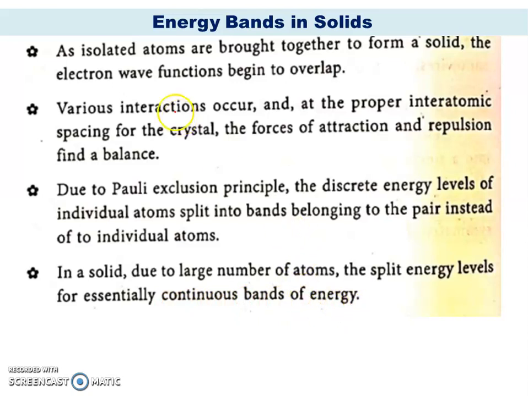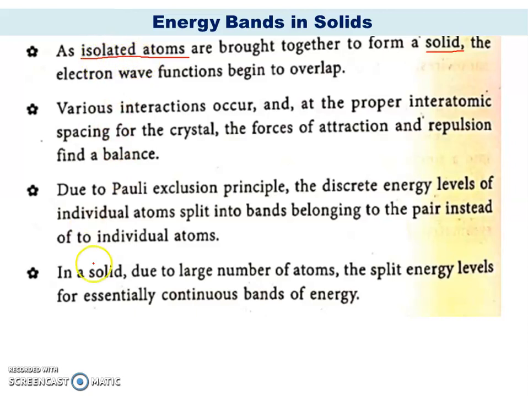Once again, I repeat: isolated atoms are brought together to form a solid. What are solids? Solids are composed of groups of atoms, whether crystalline or otherwise. Now, what is an isolated atom? An isolated atom means a single atom, with no influence of any other atoms.